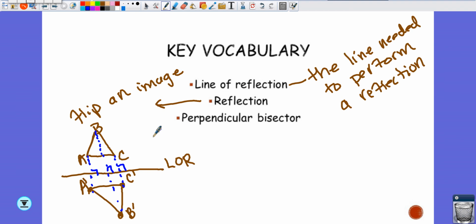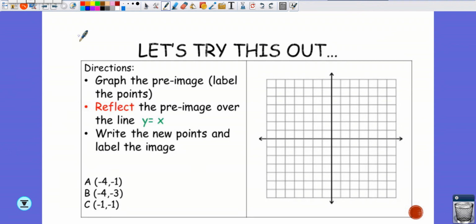This path is also what we call a perpendicular bisector, because if this side is 3, so is this side. If this side is 5, then so is the distance on this side. That's called a perpendicular bisector as well. Alright, so let's jump into our questions. So here it says, graph the pre-image and label the points.